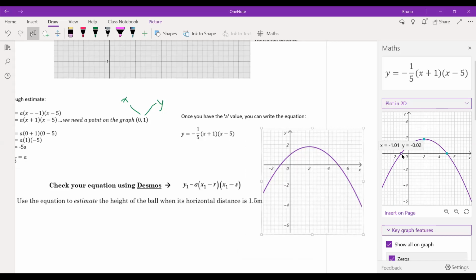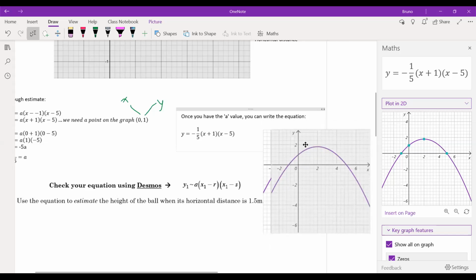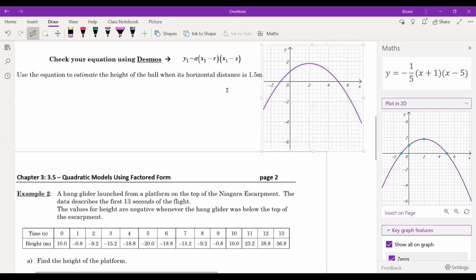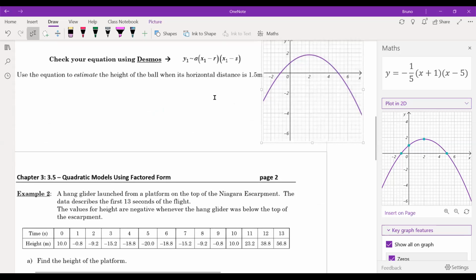Looks like I was pretty darn close to the negative 1, and then the 5 looks pretty darn close as well. Looks pretty close. So not bad. So that's a good way of estimating. Now OneNote did a huge favor for me that if any of you would like to try using Desmos, I've given you a little instruction here on how to do that, and perhaps I'll do that in another video.